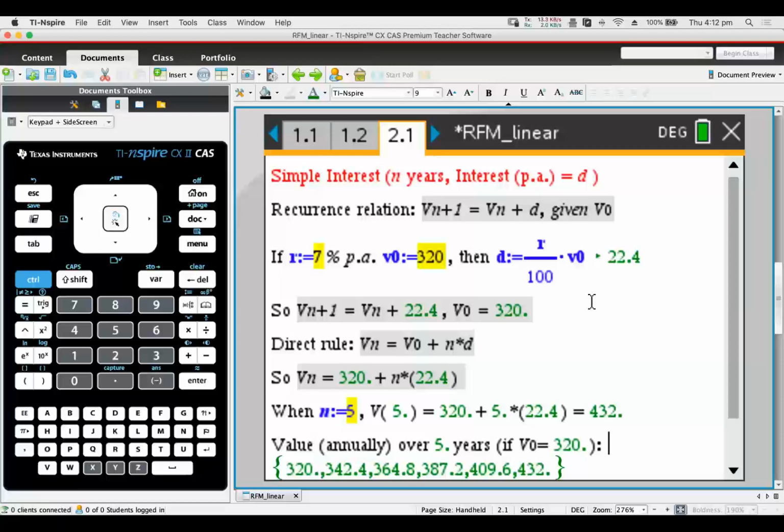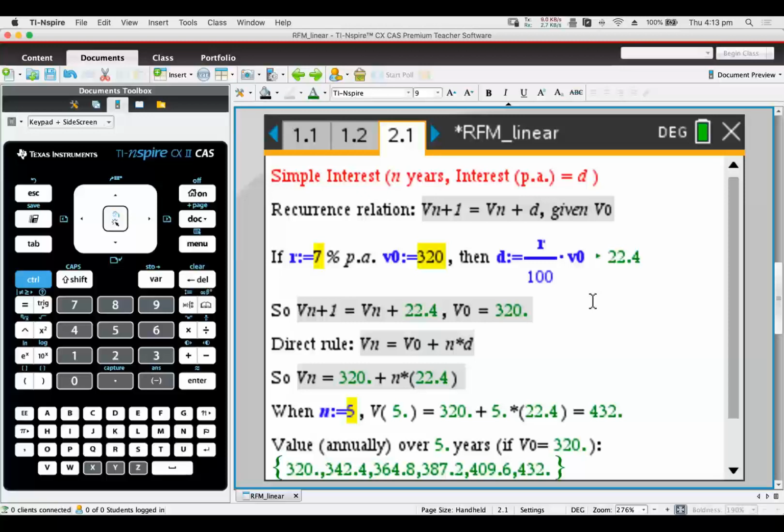And if you think about it, let's say that you invested in some system $320, which is listed there, and the rate is 7% simple interest. You could work out the interest that will be added each year by just saying what is 7% of 320. So the formula on the right there for D is that calculation, 7 over 100 times 320. So that generates $22.40 interest. And so in writing the particular recurrence rule for this simple interest story, the rule would be V of n plus 1 is equal to V of n plus 22.4, where the original value, or the V0, is $320.